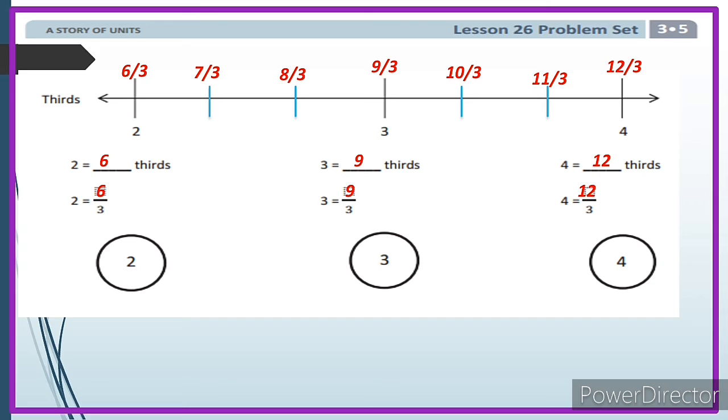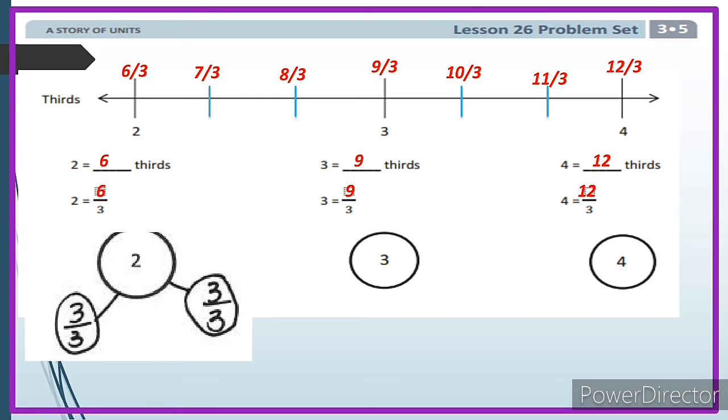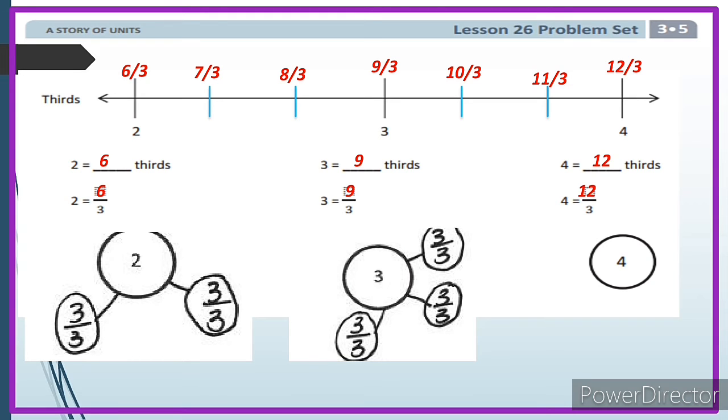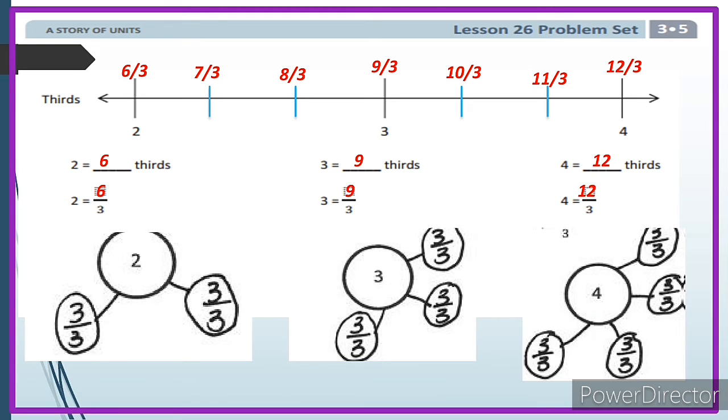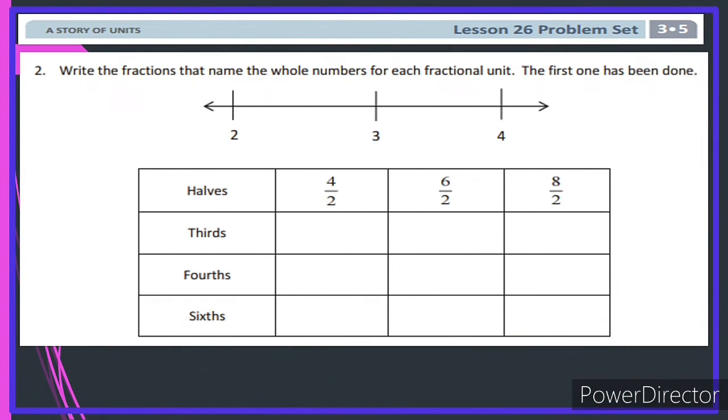For 2, draw the number bond 3/3, 3/3. For 3, we draw the number 3/3 into 3 places, and this 3/3 into 4 places. Write the fractions that name the whole number for each fractional unit. The first one has been done for you. Halves, 4/2, we give you the 2 here.